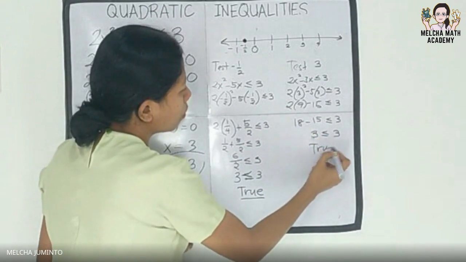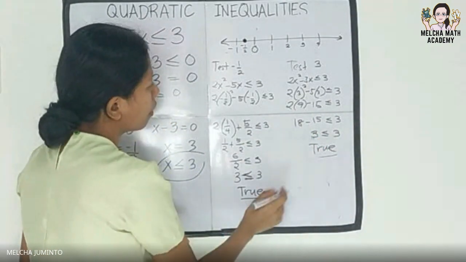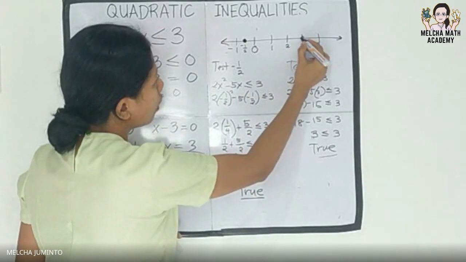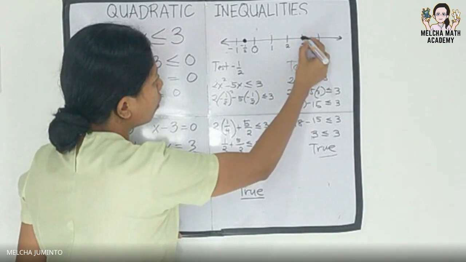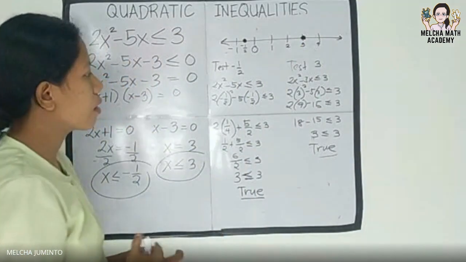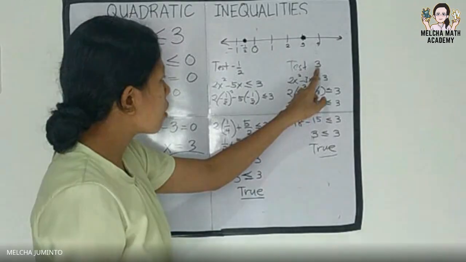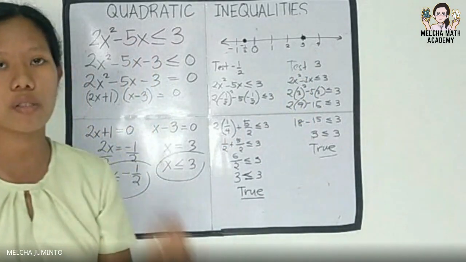It is also true. Same, just like here. Therefore, you need to put a small circle at 3 and shade that also. You need to shade that part because it appears from the solution that it is true. That means 3 is a solution, is part of the solution.